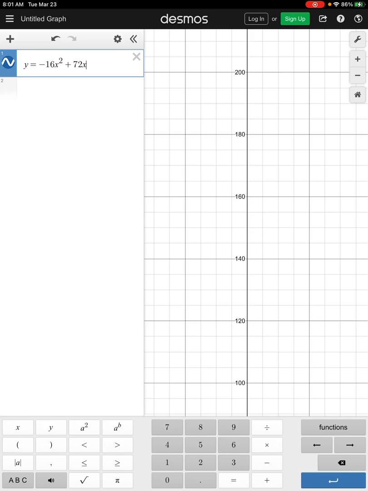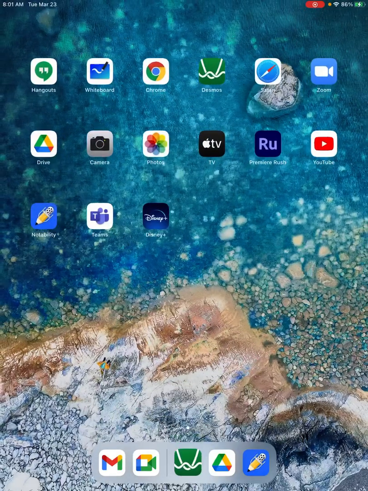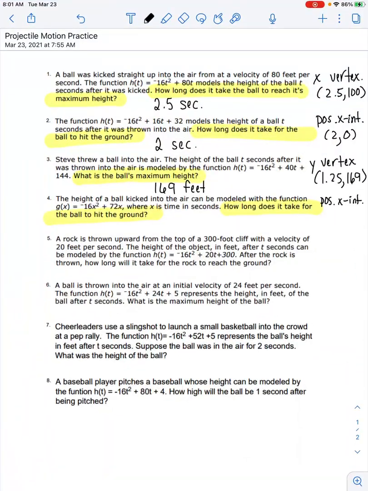Now, we want to know how long it took for it to hit the ground. So that's going to be our positive x-intercept, which is 4.5, 0. That's the actual point from the graph. So how long? 4.5 seconds is how long it took for that to hit the ground.